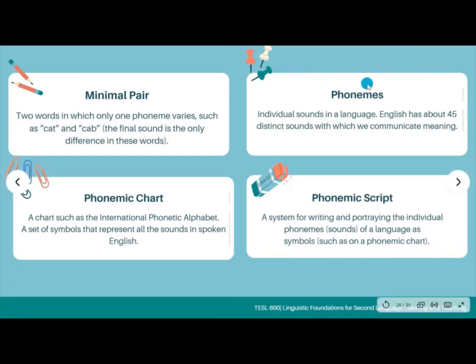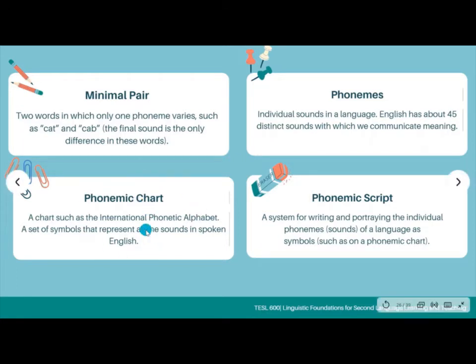So the next concept is phonemes. Phonemes are individual sounds in a language. English has about, I think, 45 distinct sounds with which we communicate meaning. Always remember that a letter in the alphabet does not necessarily represent a phoneme, as it may have more than one sound. For example, let's use the letter C, as in cat, the letter C in face, and the letter C in watch. So we have different phonemes for a specific letter.